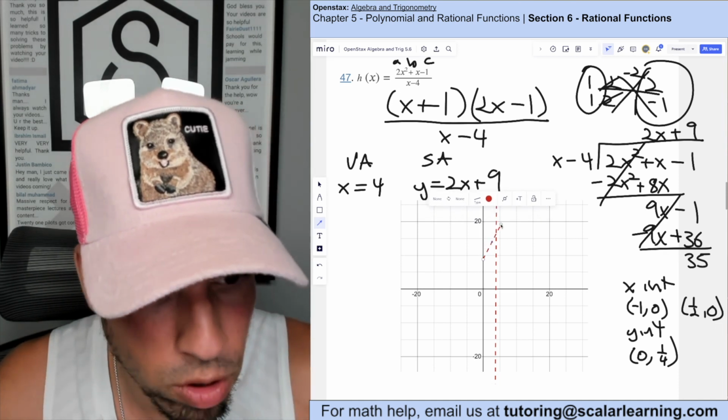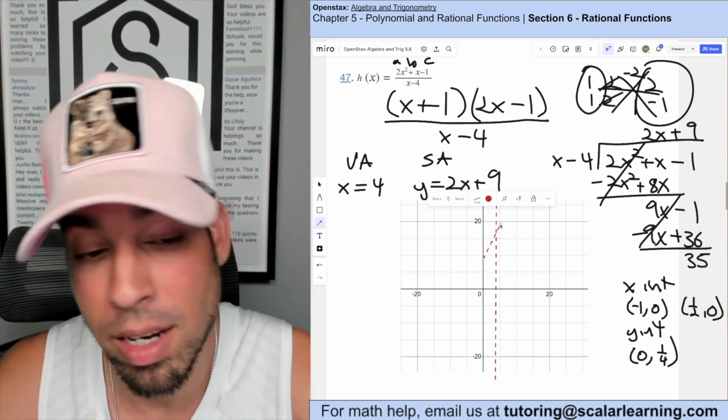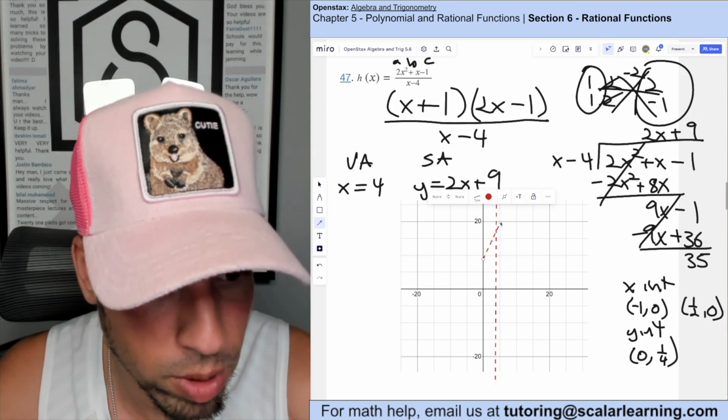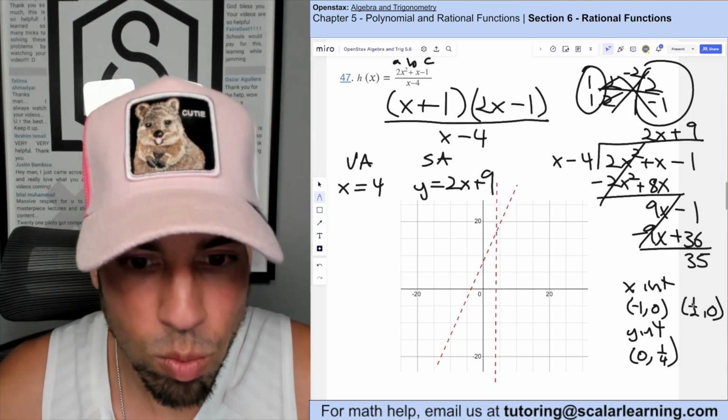Now I know that we're in a different scale where each one is 5, but it's still like going up 10 over 5, right? So it's still a slope of 2. And then we can expand this out. So now we got a nice little representation. Now what about these intercepts?